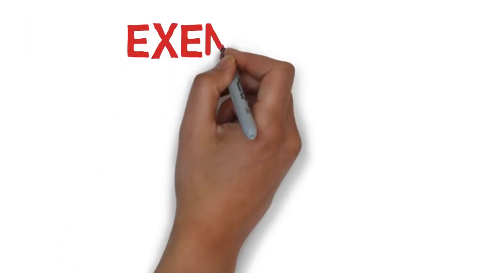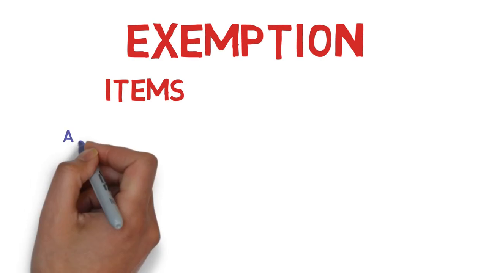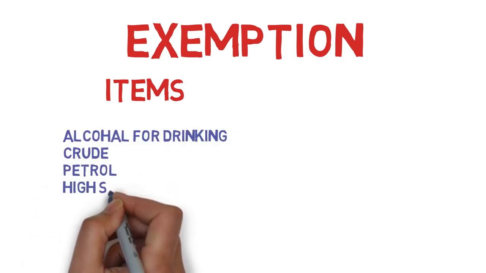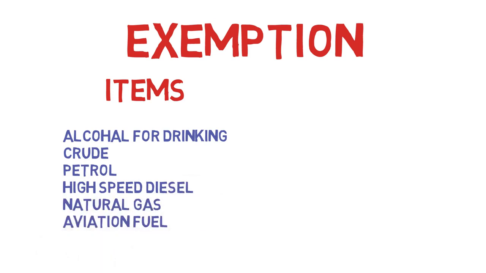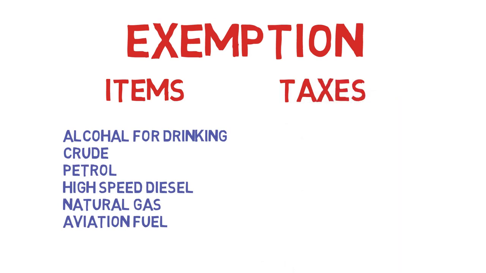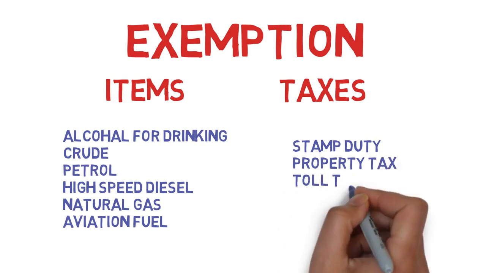There are some items which are exempted from the GST: alcohol for human consumption, petroleum product like crude, petrol, high-speed diesel, natural gases, and aviation turbine fuel. There are some taxes also which are exempted: stamp duty, property tax, toll tax, electricity duty, etc.